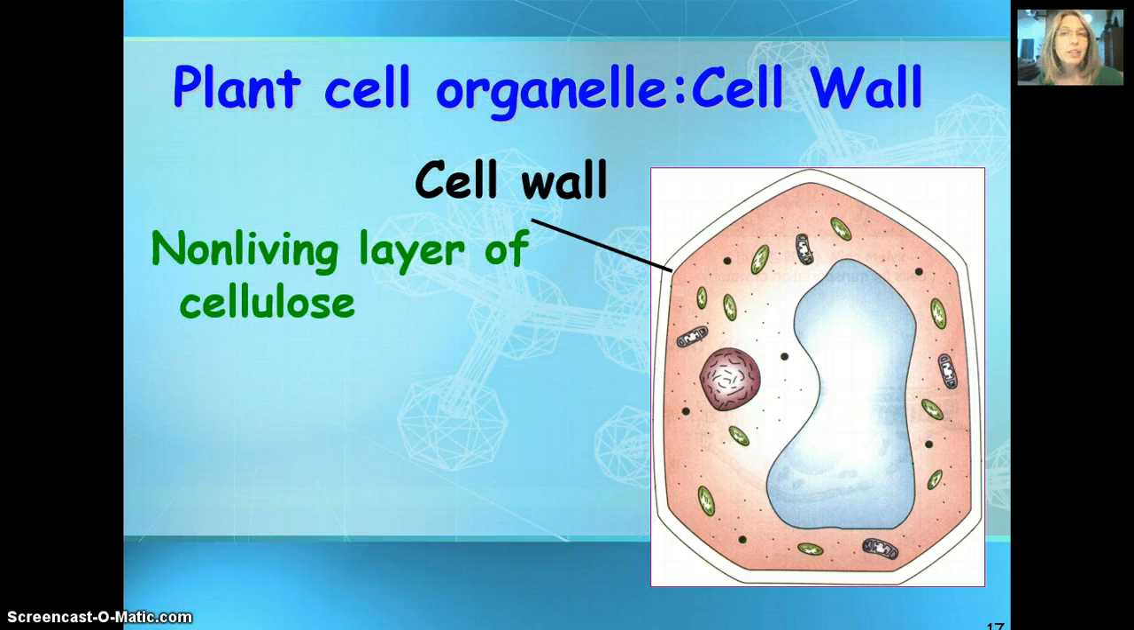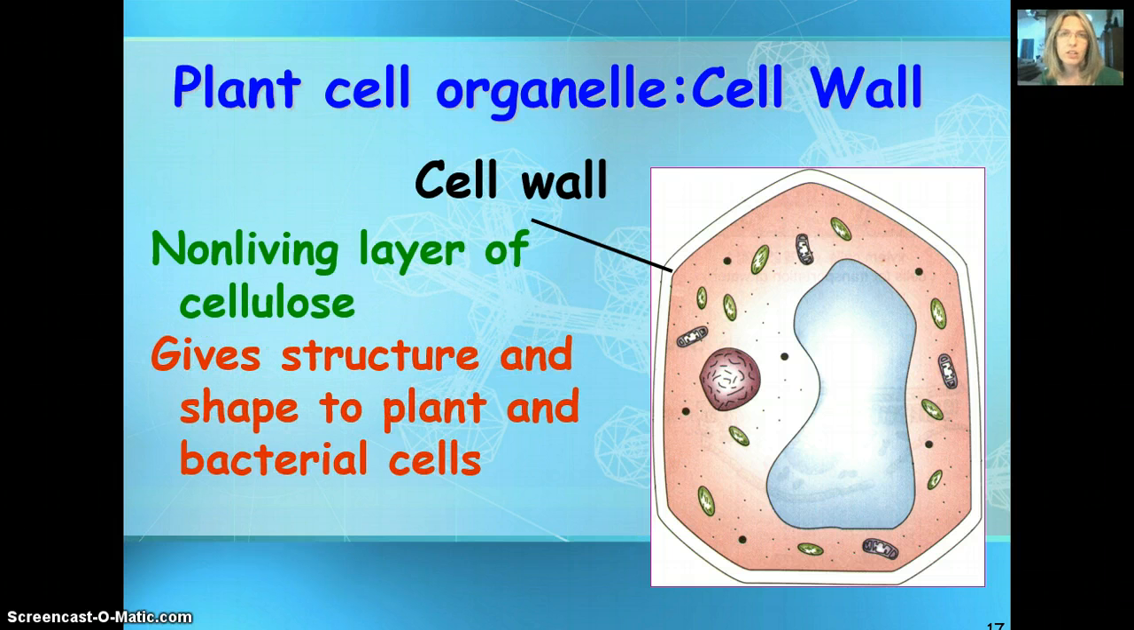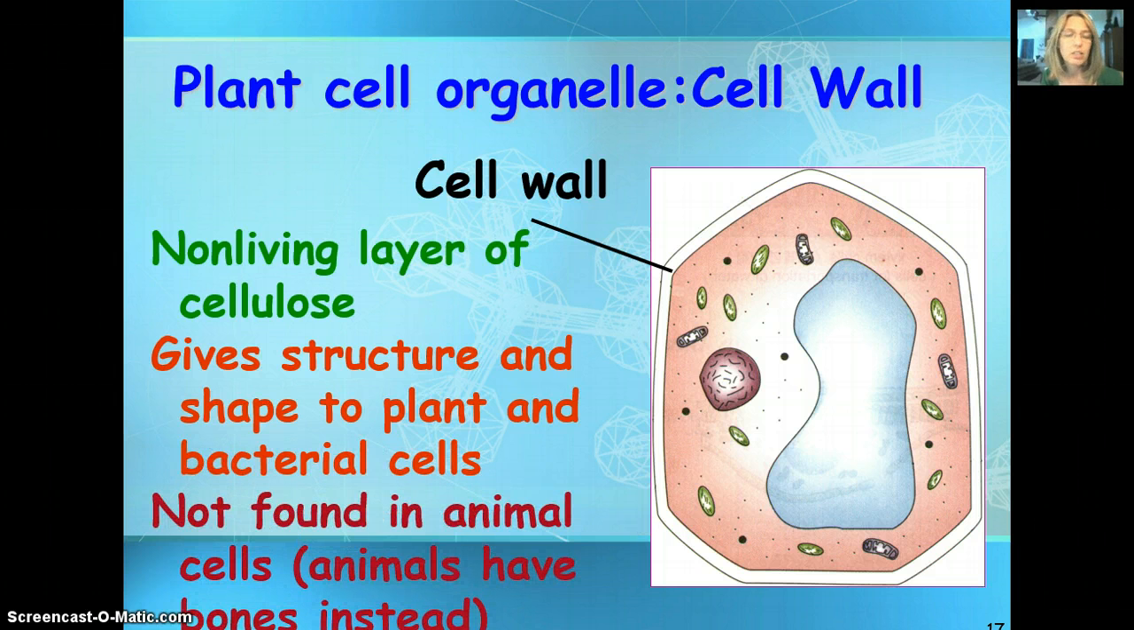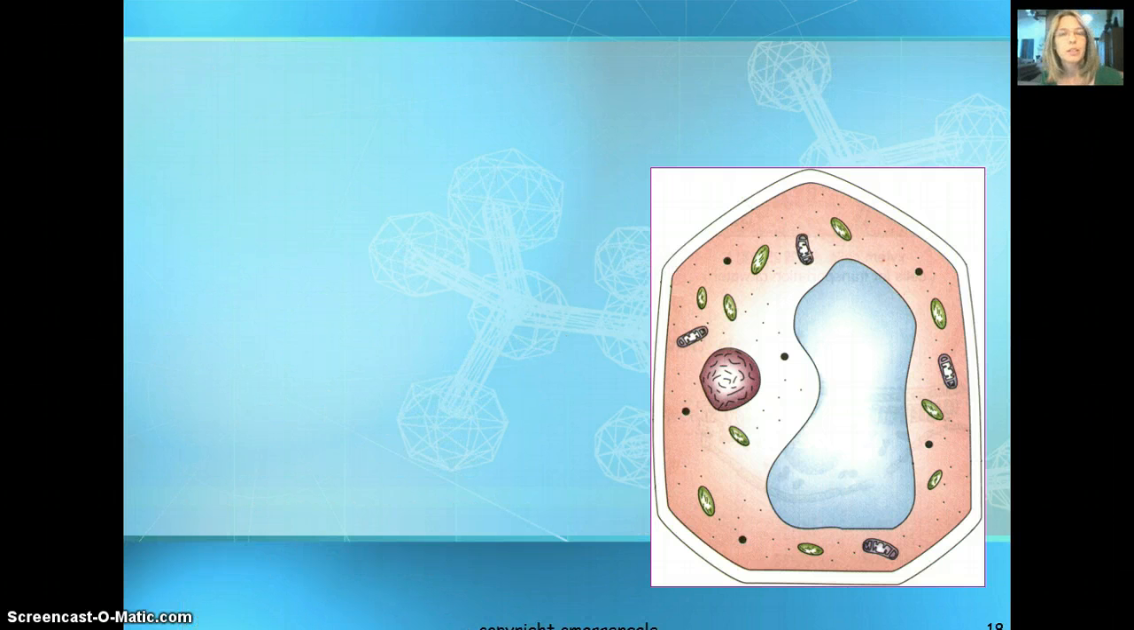There's a cell wall in just plant cells. That's a non-living layer of cellulose, which is that stringy stuff in celery. It gives structure and shape to plant and bacteria cells, but is not found in animal cells. Animals don't need cell walls because animals have bones.